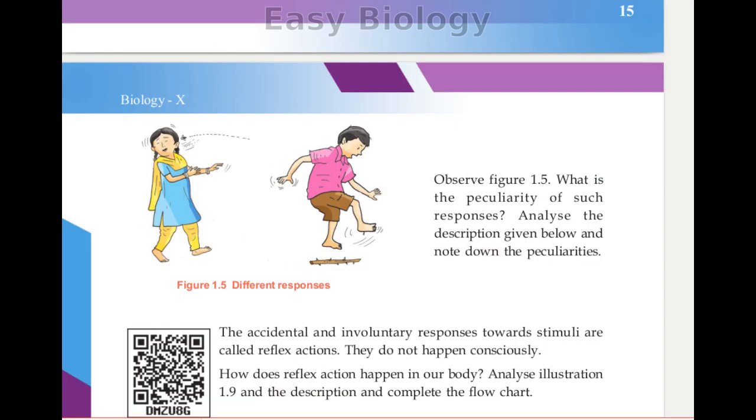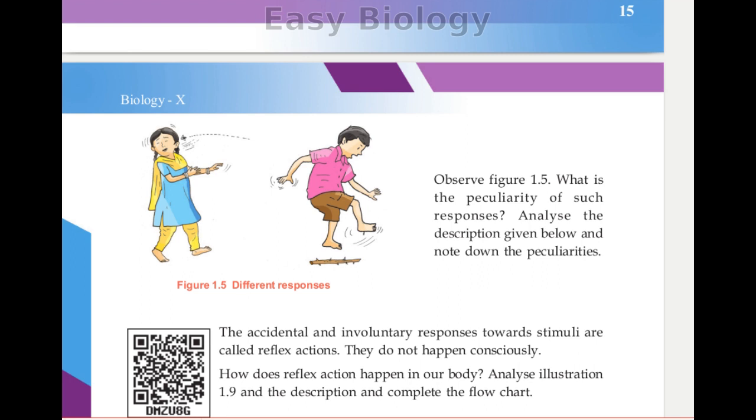Next we can study what are called reflex actions. The accidental and involuntary responses towards the stimuli are called reflex actions. They do not happen consciously. How does a reflex action happen in our body?